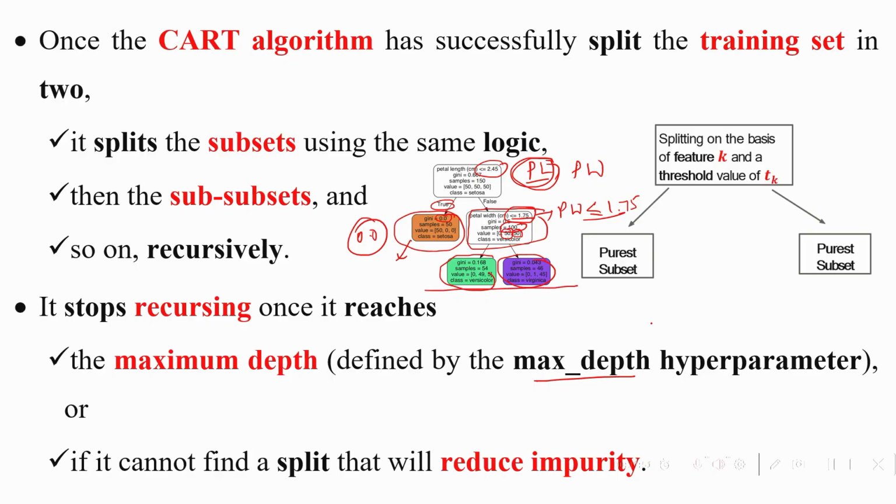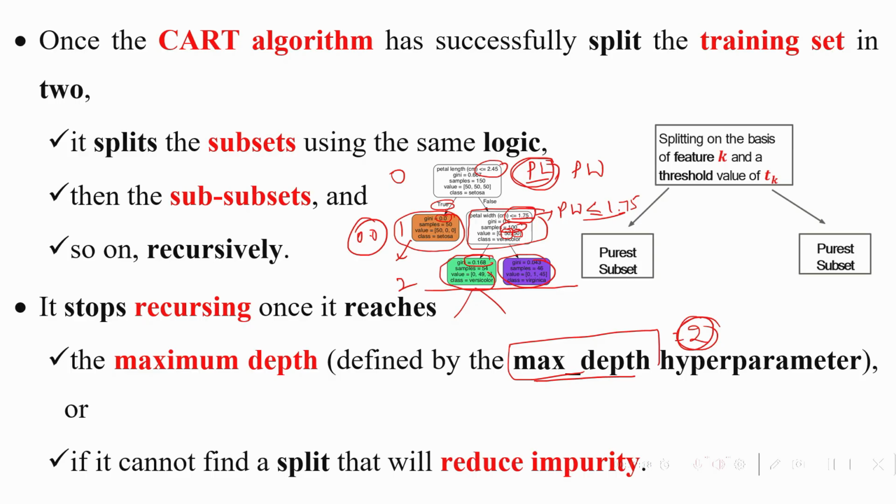Now here we are going to stop. Why? Because we are setting the max depth hyperparameter equal to 2. That's why the levels of the tree are 0, 1 and 2. Suppose we are not limiting the max depth to 2, then we can split this level further into one more level. Why? Because here the Gini index value equals 0.168.